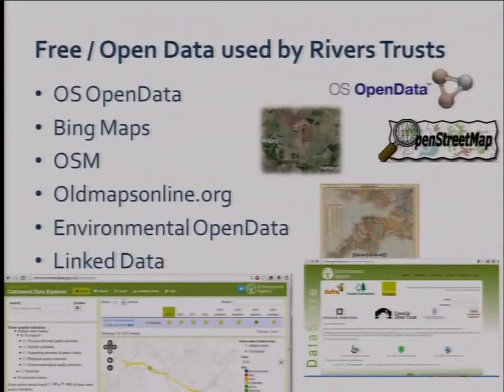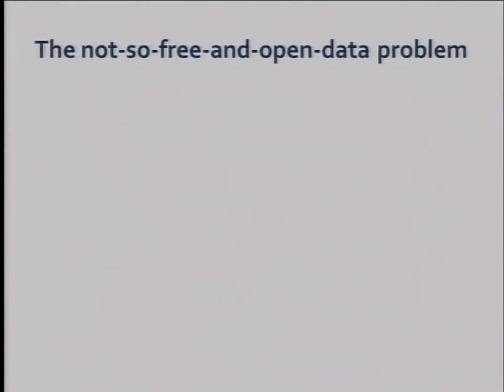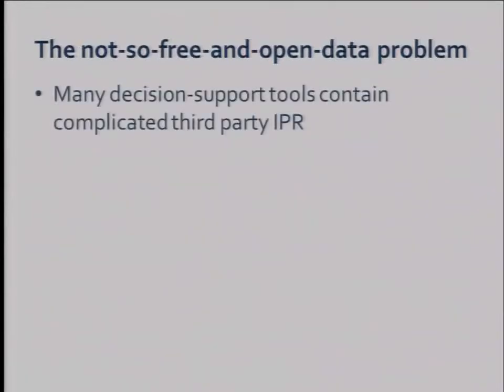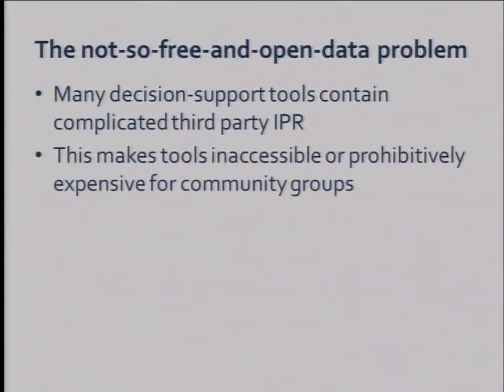We work very closely with the EA on this, and we access their data now through linked data applications as well, and we're helping to identify the user requirements for those. But there's still a problem, and we come up against this all the time. A lot of these technical solutions and models are produced either by universities or by partnerships with consultancies, and they create this huge third-party IPR problem where we can't get hold of the data, or there's resistance, or it costs too much, and it just makes a lot of these tools inaccessible.